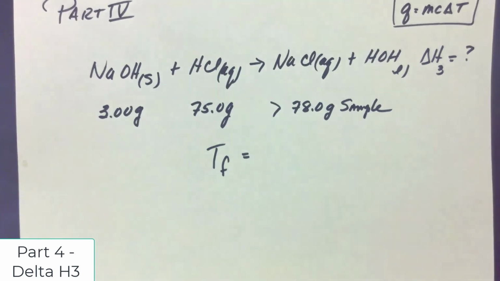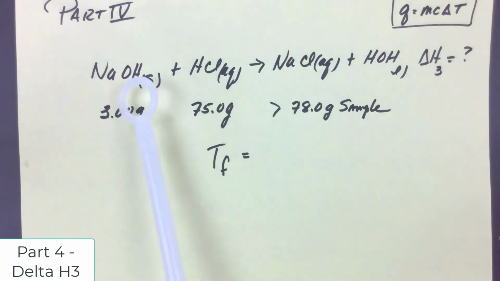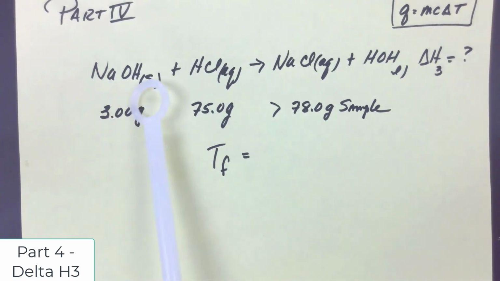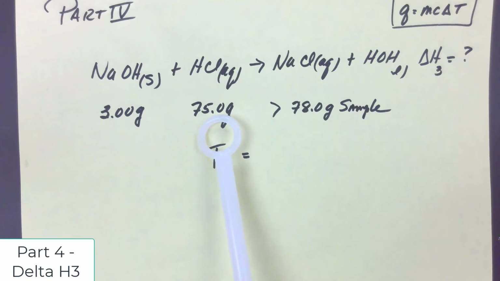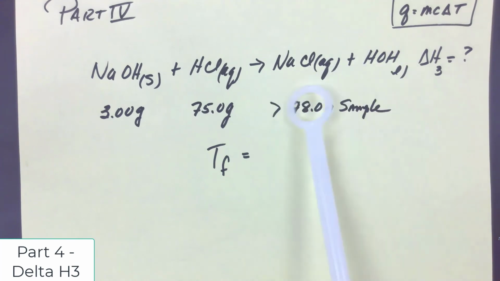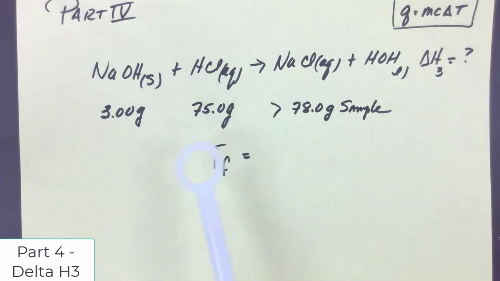Okay, in the fourth part, notice we take 3 grams of sodium hydroxide in the solid form. We add it to 75 grams or 75 milliliters of HCl in the aqueous form, and then we mix those together and we get salt water, and we'll find out delta H3. So if you notice, we are using Hess's law, and we'll talk about that in a second. So let me prep all this.